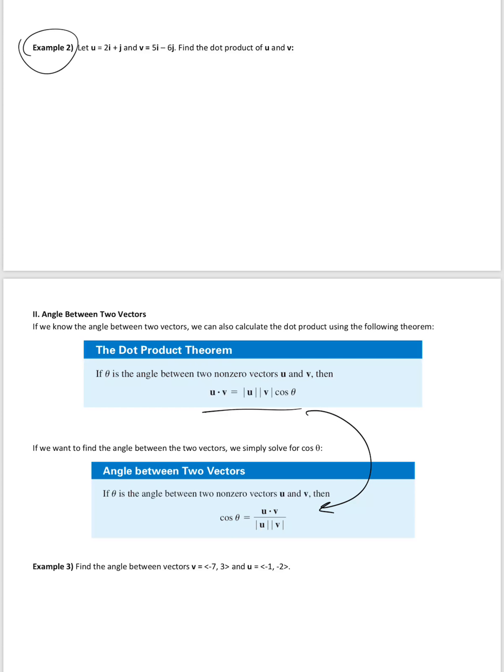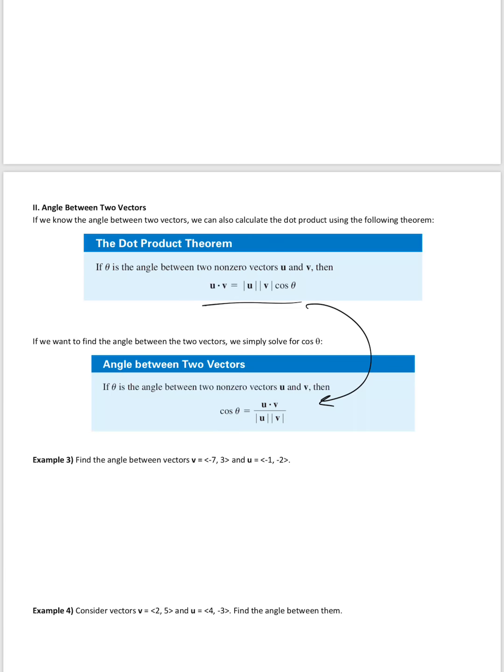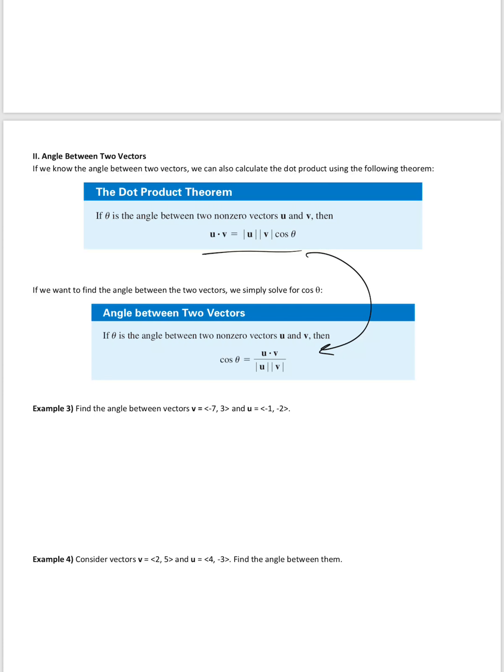Now, the angle between two vectors is something that we use all the time. It's something that we'll often want to find, especially when we move into section 8.4, dealing with applications of vectors. So let's just jump in and do an example problem. Find the angle between these vectors, v and u.